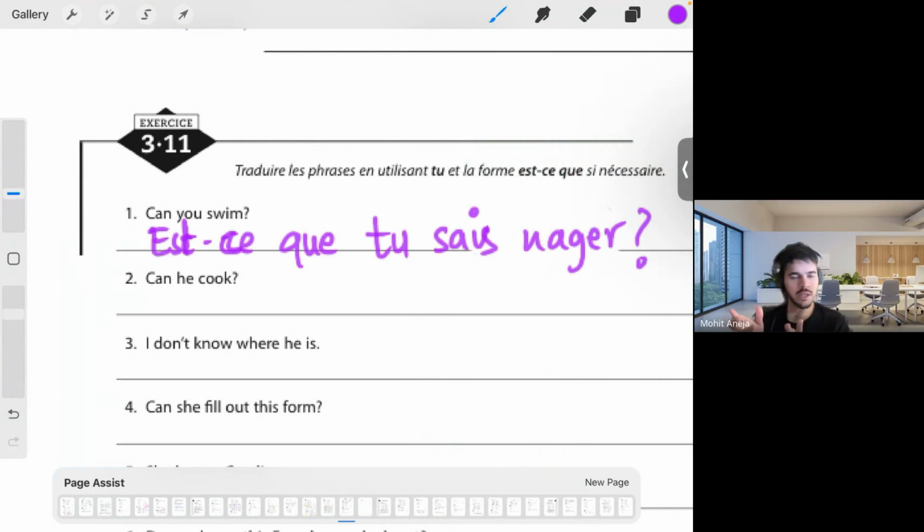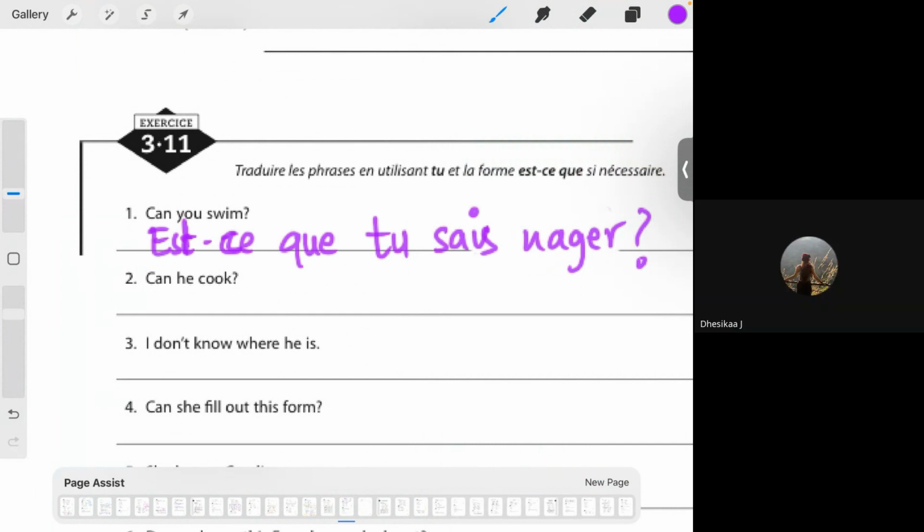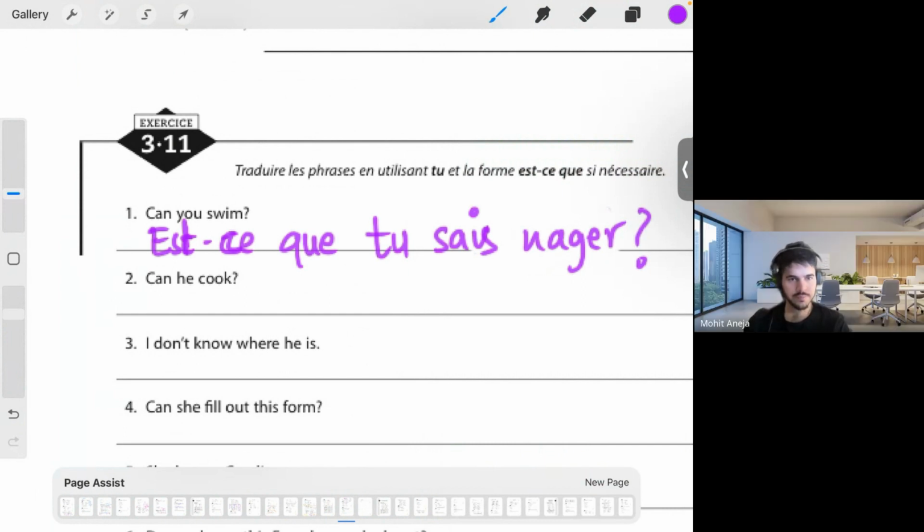Oui, very nice. Douzième, la deuxième phrase, ça peut être quoi? Can he cook? I am hungry right now. Can he cook for me, please? Est-ce qu'il peut cuisiner? Now, pouvoir, actually. Pouvoir. Make sense?